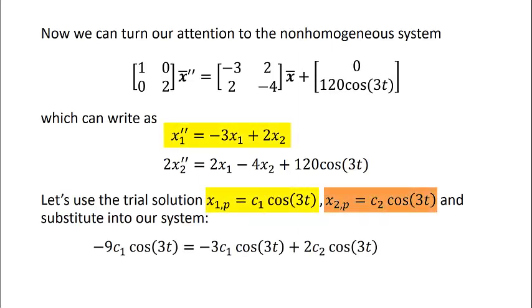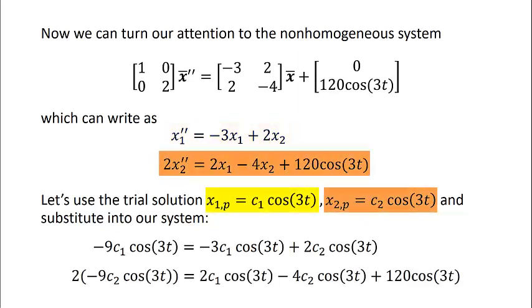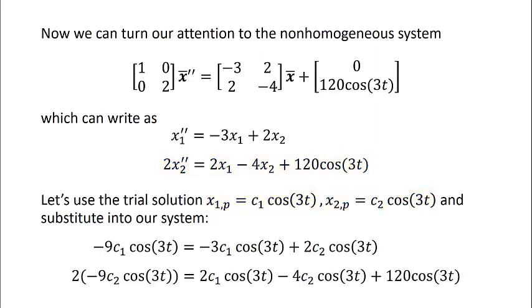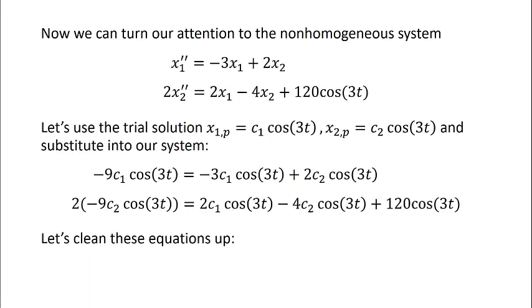So we get minus 9c1 cosine of 3t equals minus 3c1 cosine of 3t plus 2c2 cosine of 3t, and 2 times minus 9c2 cosine of 3t equals 2c1 cosine of 3t minus 4c2 cosine of 3t plus 120 cosine of 3t.